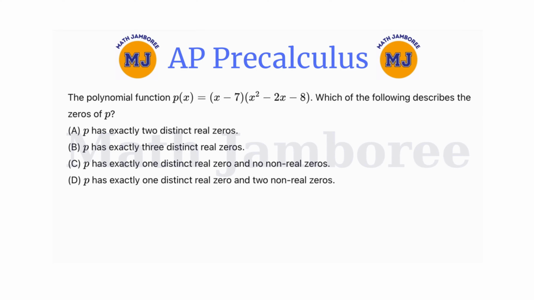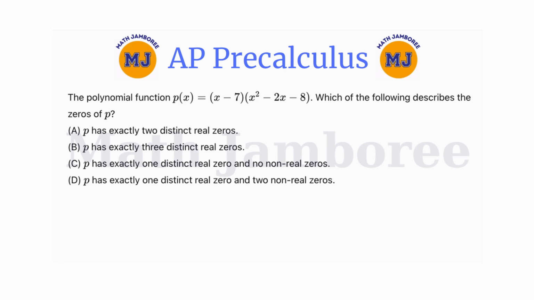In this video, we have another AP Precalculus type of question from the topic of polynomial functions and complex zeros. Let's solve it together. The polynomial function p of x is equal to (x - 7)(x² - 2x - 8). Which of the following describes the zeros of p?